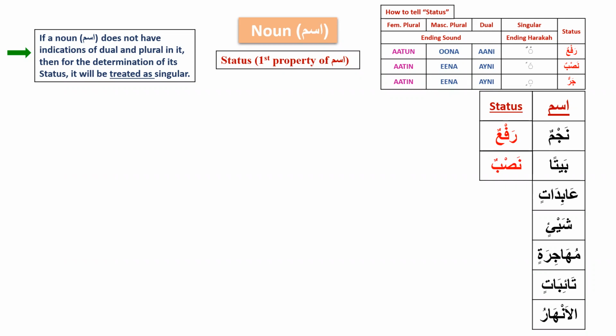Baitan means to pledge allegiance. No, it's like Baitullah, house of Allah. Oh, okay, so bait means a house. A house, yeah. So you see, to tell the status, you don't even need to know the meaning actually.